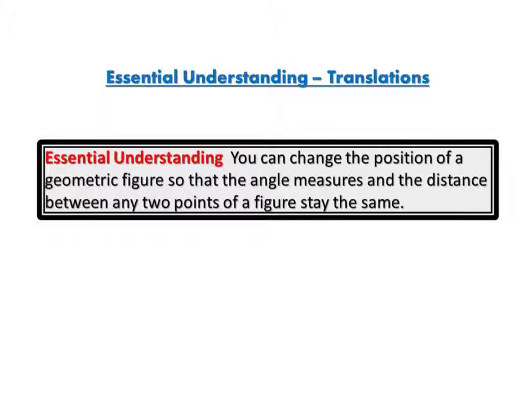All right, what you should understand by the end of this lesson is that you can change the position of a geometric figure on a coordinate plane so that the angle measures and the distance between any 2 points of a figure stay the same.